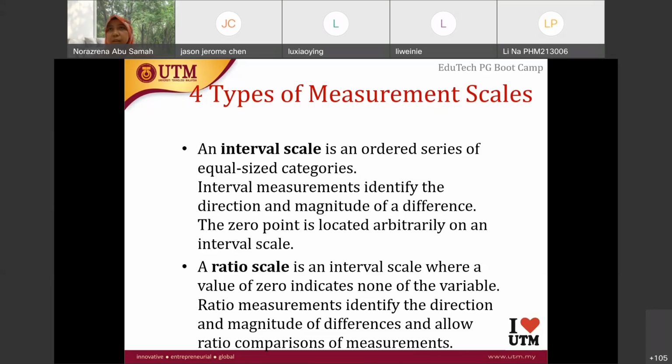Okay, like that. So like temperature also. For Kelvin and Fahrenheit, it is a ratio scale, but for degree Celsius, it is an interval scale. Because 0 degrees Celsius doesn't mean that there is no temperature at all. It is a freezing point, so it is arbitrary. Okay, like that. So I hope you understand these 4 types of measurement scales.